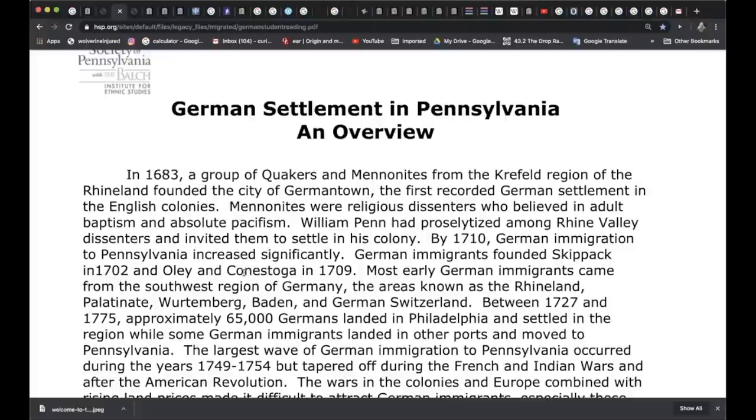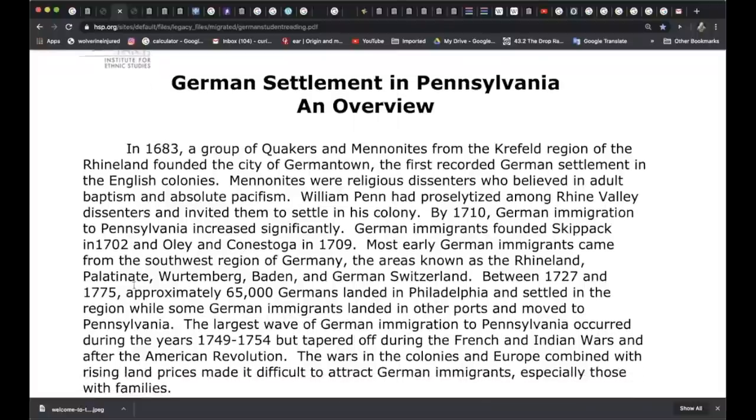Right, we know historically William Penn did do that, and he did it through the indenture system, the headright system. That's how he did it. We got this already. By 1710, German immigration to Pennsylvania increased significantly. German immigrants founded Skippack in 1702 and Oley and Conestoga in 1709.